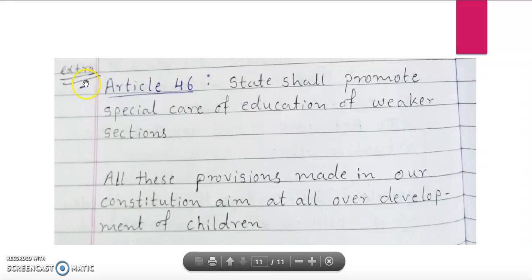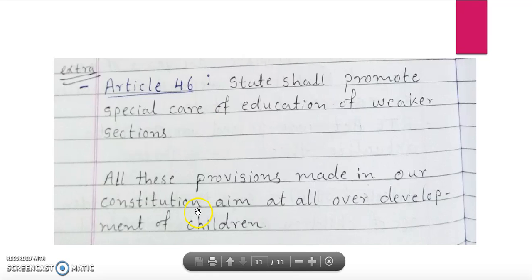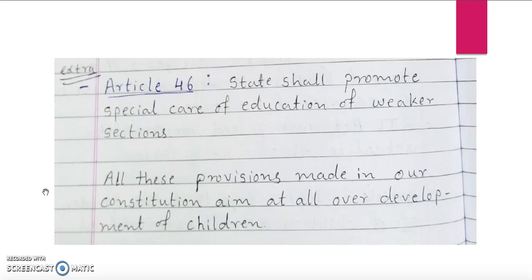Then one more extra article, important for other types of questions. Article 46: the state shall promote special care of education of weaker sections, that is SCs and STs. So under Article 46 of DPSP, basically we have made provisions where we have to provide quality education to scheduled castes, scheduled tribes and other backward classes. All these provisions made under the Constitution aim at the all-round development of our children. I hope this particular point is clear to you.